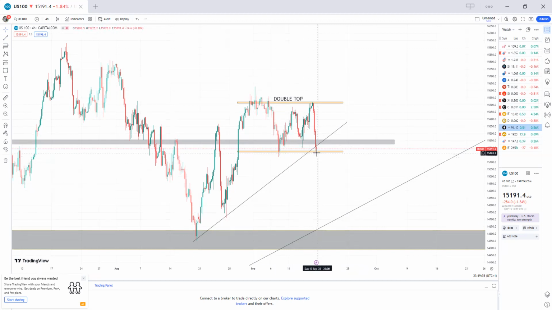I need to see that zone to be taken out. That zone needs to be taken out, and I will need to see a clear daily candle close. I'm not doing a 4 hour candle breakout. No, on my minor levels, I wait for a daily candle close.